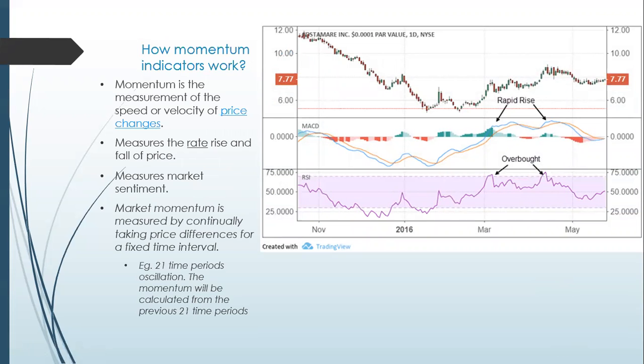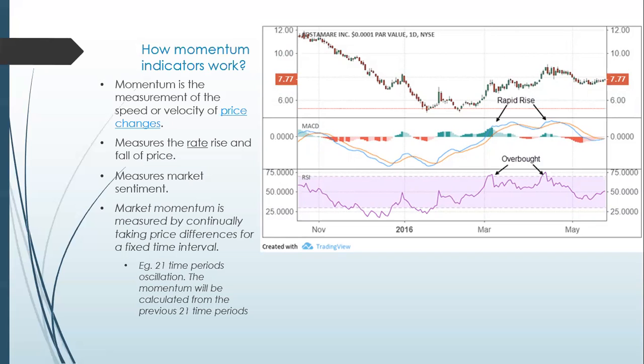So the first thing we need to do is actually explain how momentum indicators work. Momentum is the measurement of a rapid move within price, right? It is the measurement of speed or velocity. These indicators measure the rate of rise and fall of price. In addition to that, they also measure market sentiment.